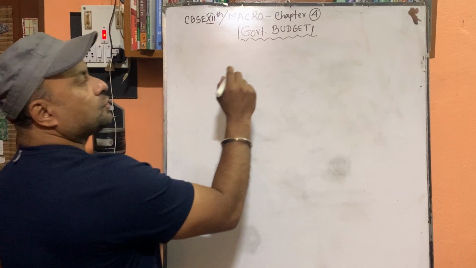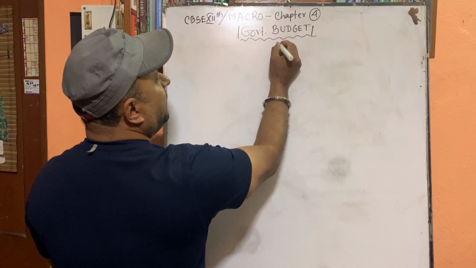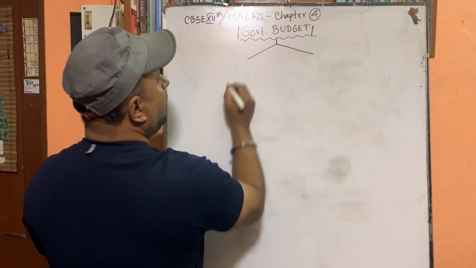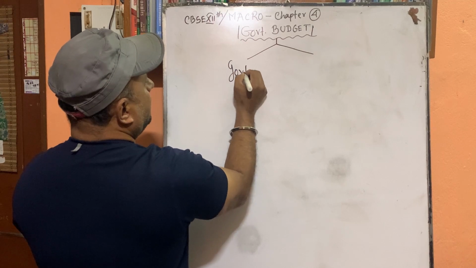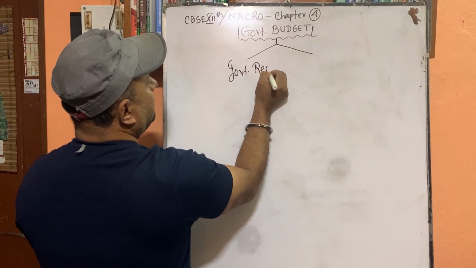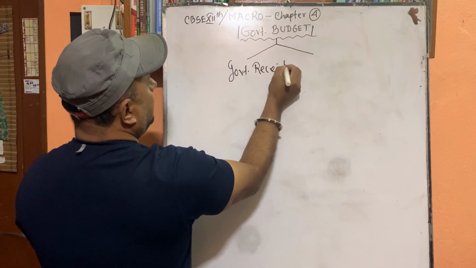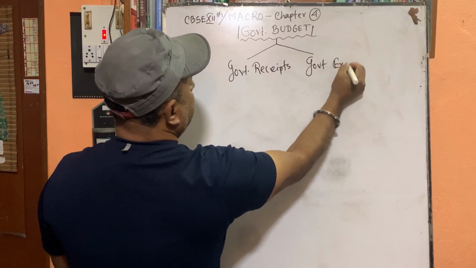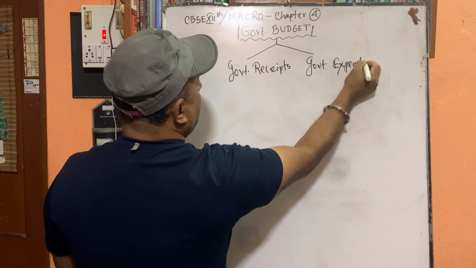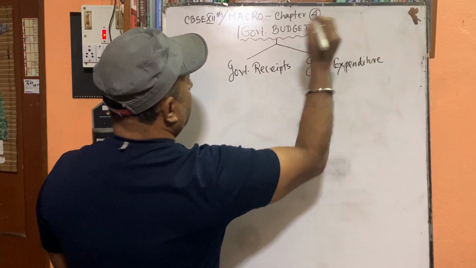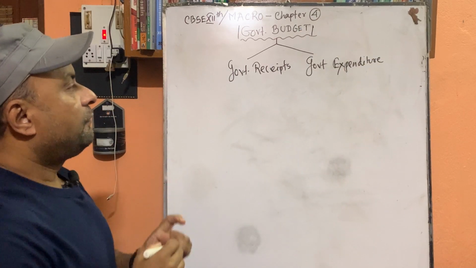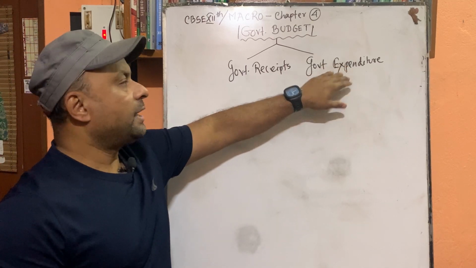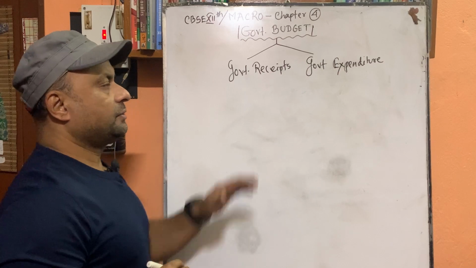Now, what do we see? We see government budget having two branches. One is government receipt and one is government expenditure. Government receipt means from where government gets its income. Government expenditure means where government will spend its income.